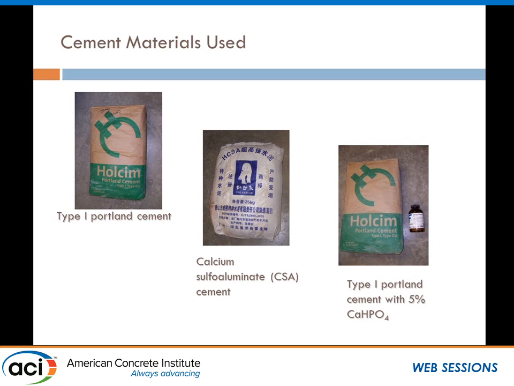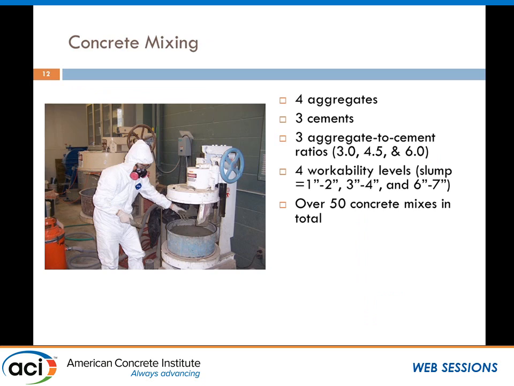We use 3 different kinds of cements here. Portland cement type 1, CSA cement, and another one is a combination of Portland cement with 5% of phosphate. We are trying to see if phosphate can be more effective if you add it into cement. Okay, so that's why I say this is unique.